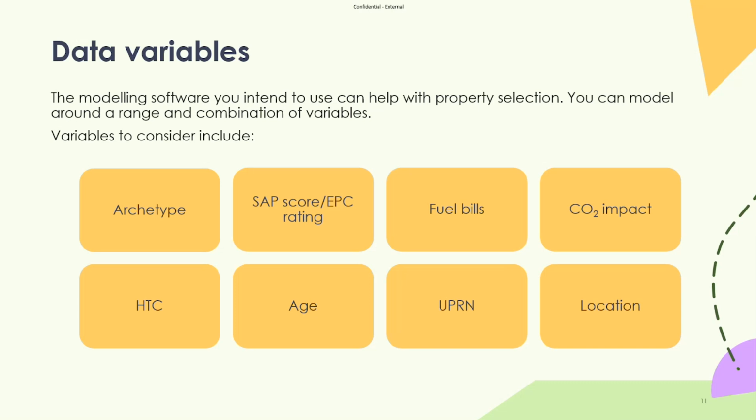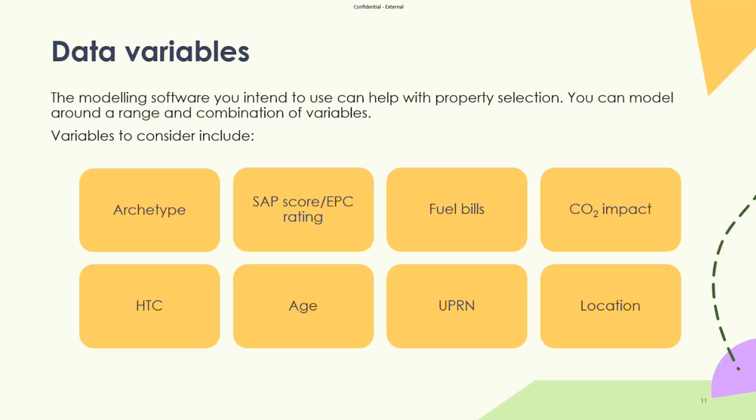CO2 impact. This is just the carbon emissions. Again, most of this will come through those RdSAP, or reduced SAP, calculations, which is the standard way of calculating the energy performance of a home. You also have the heat transfer coefficient, the HTC. This is how heat is being lost within a property. And then you have the basic dwelling information that you should all hopefully have across your stock: the property age, the UPRNs, the unique property reference number, which is an identifier code for each property, and then the location of the property.